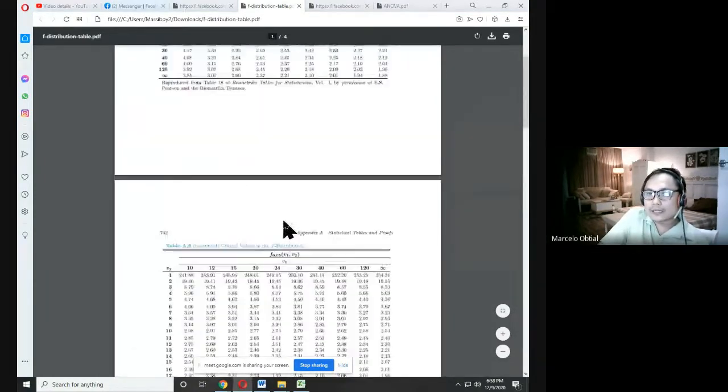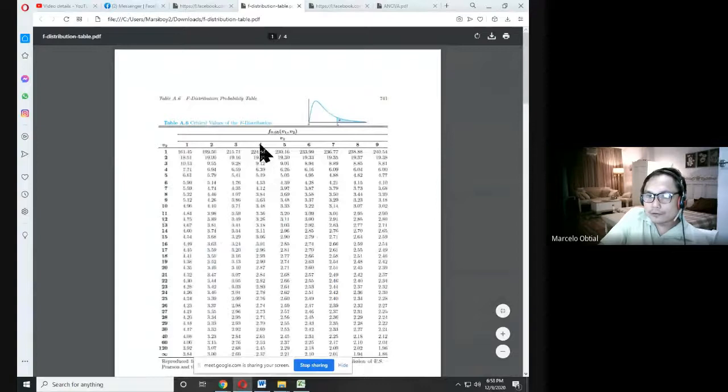So, dito natin hanapin sa 0.05 yung intersection ng 4 at saka ng 20, no? 20, there. As you can see, intersection ito, okay, I hope nakikita ng lahat, no? 4 at saka 20, that is 2.87, tama? Intersection ng 4 and 20 at 0.05 is 2.87. Okay? So 2.87 yung critical value natin.